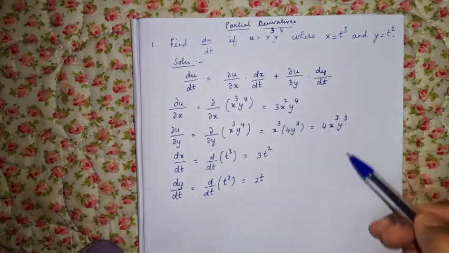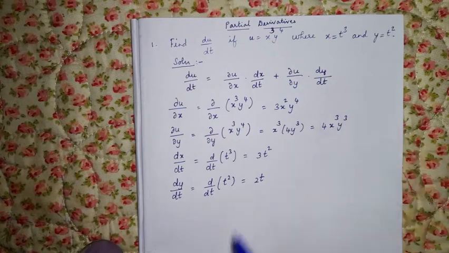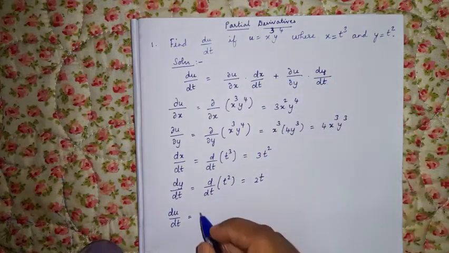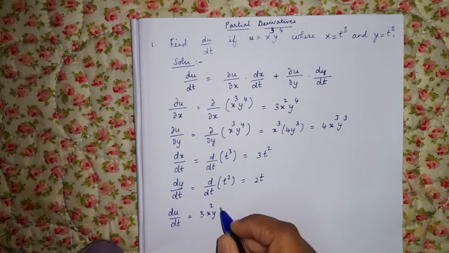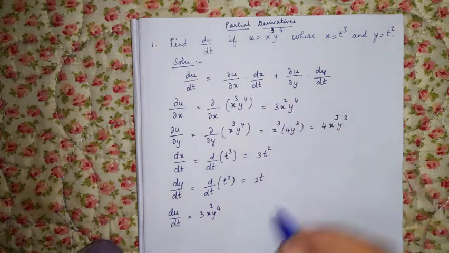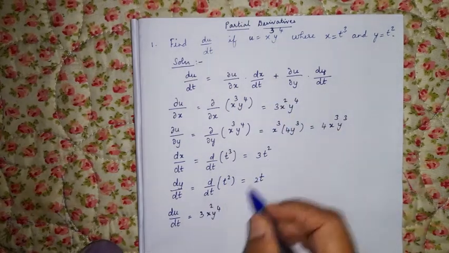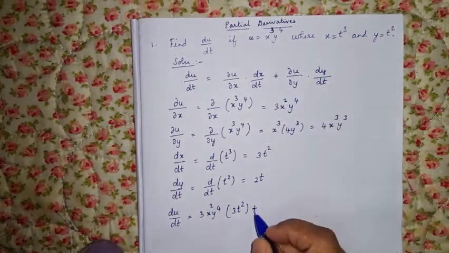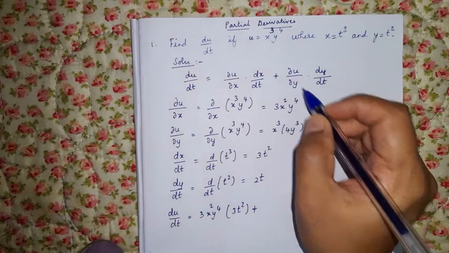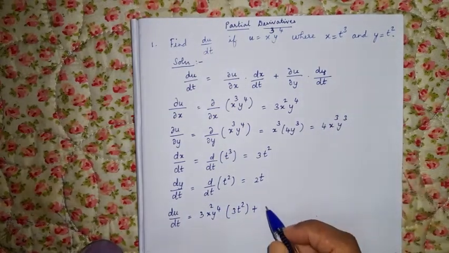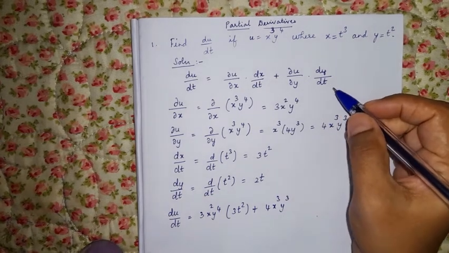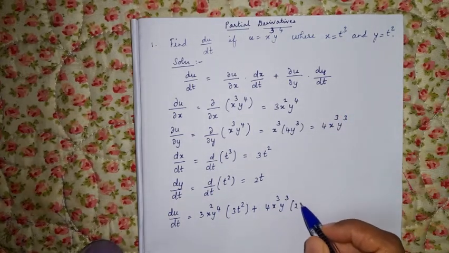Now substitute all these values in this equation. So you'll be having du by dt is equal to, instead of dou u by dou x, we have 3x square y power 4. Instead of dx by dt, we have 3t square, plus, instead of dou u by dou y, we can put 4x cube y cube. Instead of dy by dt, we can put 2t.